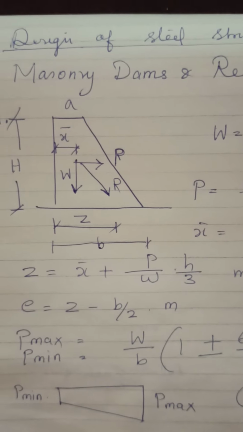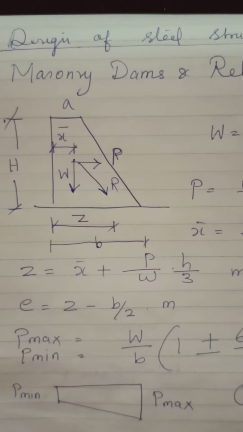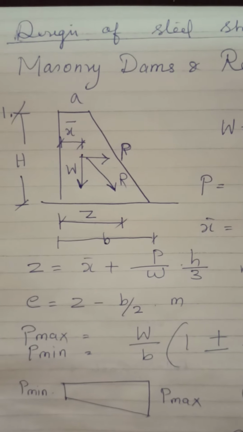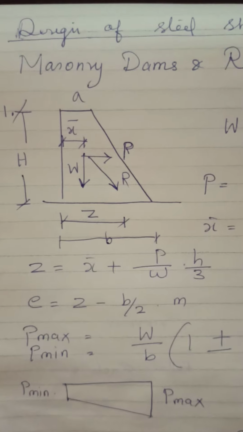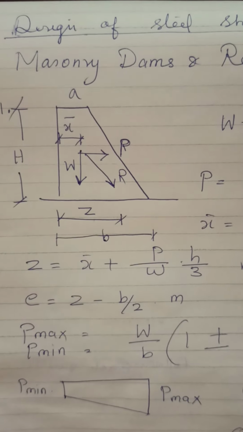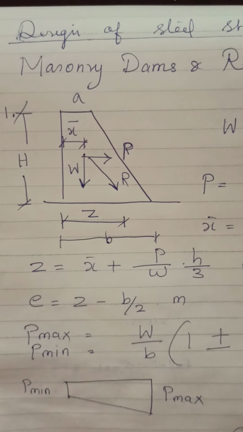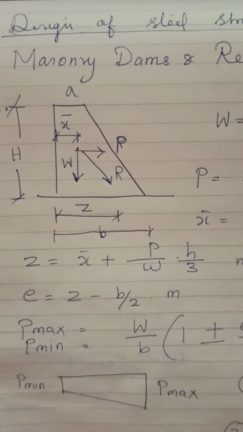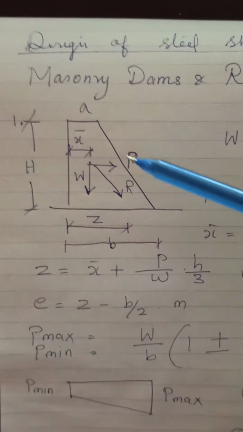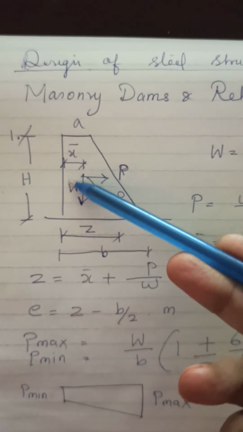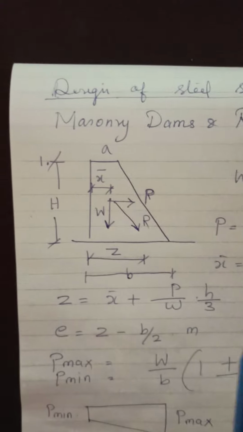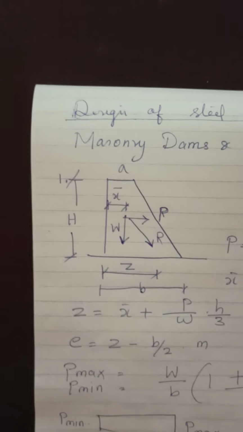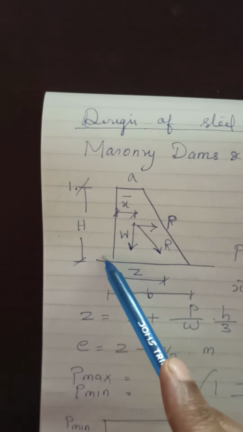Let us discuss masonry dams for our revision course. So I have taken a masonry trapezoidal section of top width A, bottom width B, and height of the water or dam is capital H. So we know the self weight of the dam is acting as W at a distance of x bar from the vertical face of the dam, and there is a water pressure which is acting horizontally at a distance of H by 3 from the bottom of the dam.